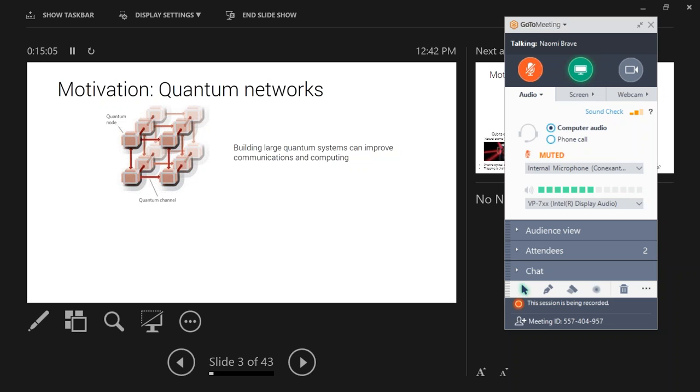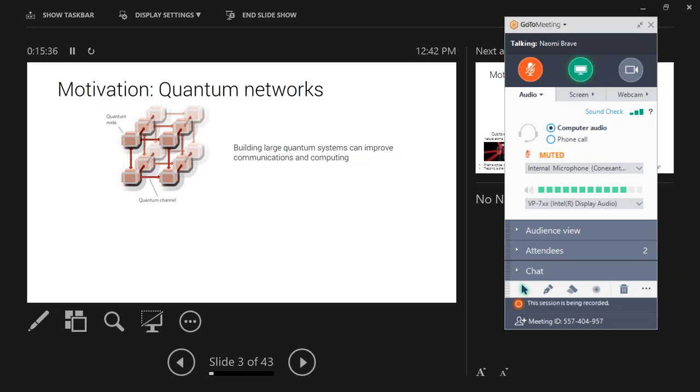And this is important because linking up qubits this way can allow you to build a large quantum system, which is kind of the essential ingredient for quantum communication and computing, which we know can improve classical technology in many ways. So quantum communication, some of you may have heard of, can enable fundamentally secure communication in a way that classical communication cannot be. And quantum computing can allow you to solve problems that are intractable on classical computers.